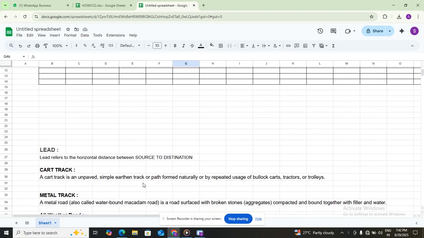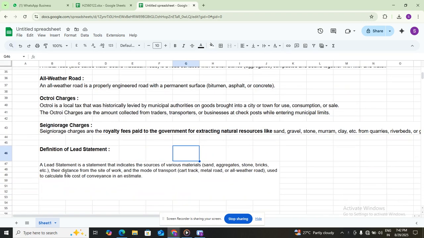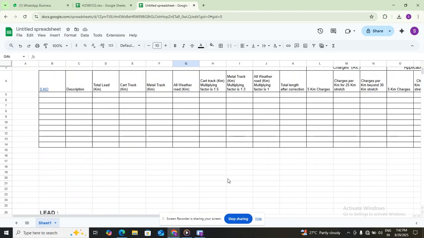Okay, let's see the definition. A lead statement is a statement that indicates the source of various materials, like sand, aggregate, stone, bricks, cement, fly ash and GGBS. Various materials we need to transport from one place to another place. The mode of transport is used to calculate the cost. What is the actual cost of the material we need to transport? That's why we calculate using this lead statement.